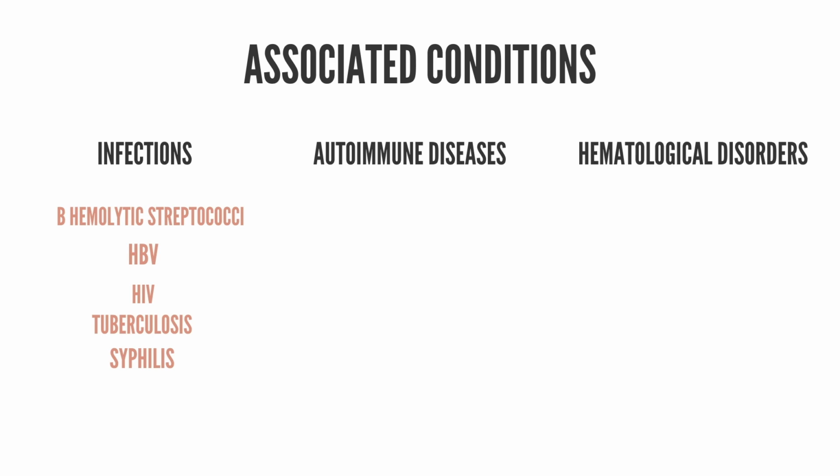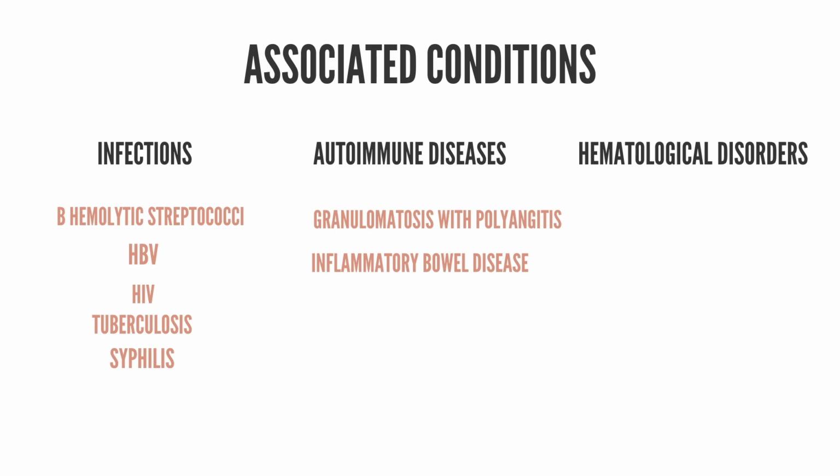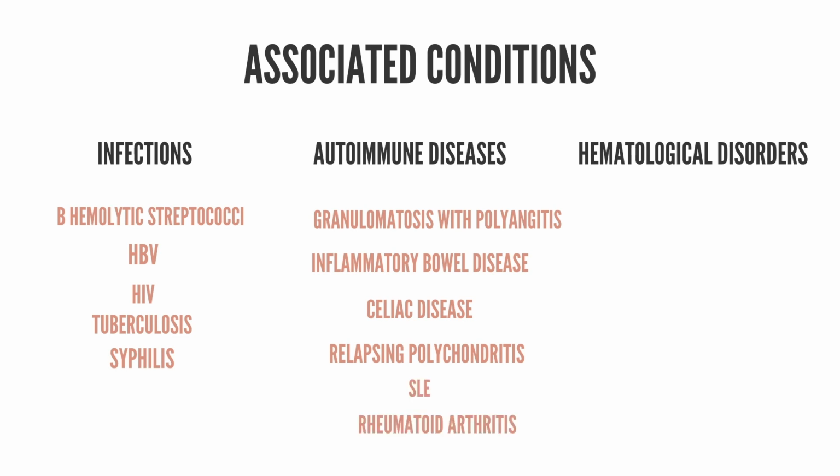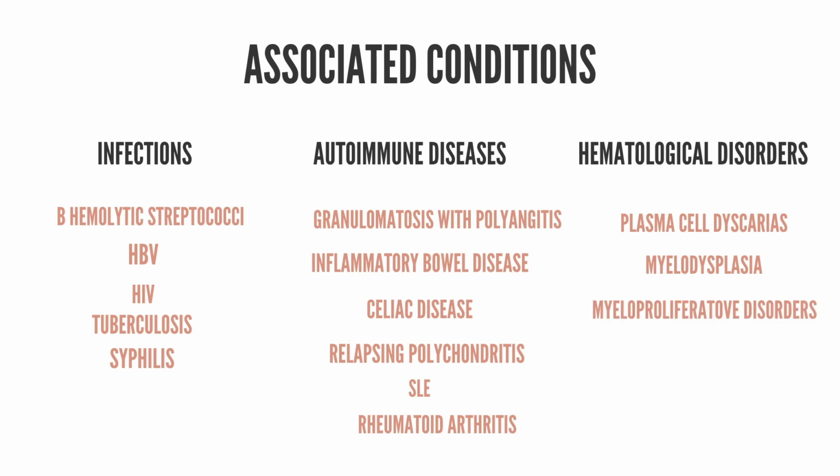Autoimmune or inflammatory conditions associated with erythema elevatum diutinum include granulomatosis with polyangiitis, inflammatory bowel disease, celiac disease, relapsing polychondritis, SLE, and rheumatoid arthritis. In addition to plasma cell dyscrasias, especially IgA monoclonal gammopathy, associated hematological disorders include myelodysplasia, myeloproliferative disorders, and hairy cell leukemia. In patients presenting with erythema elevatum diutinum, evaluation for an associated infection, monoclonal gammopathy, or autoimmune diseases should be considered based upon the clinical context.